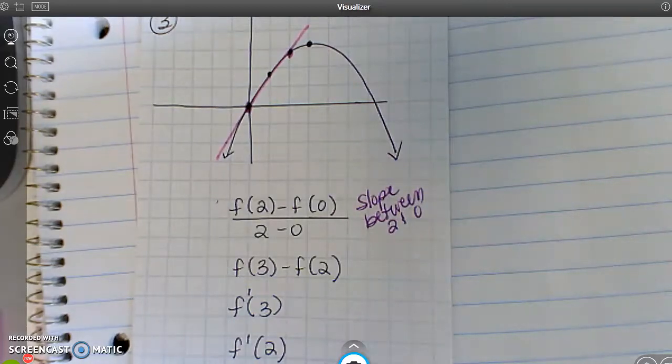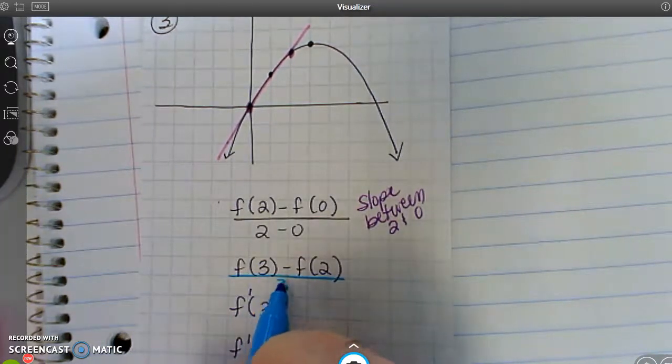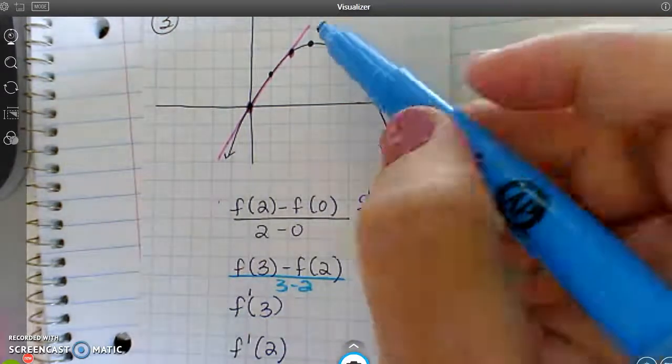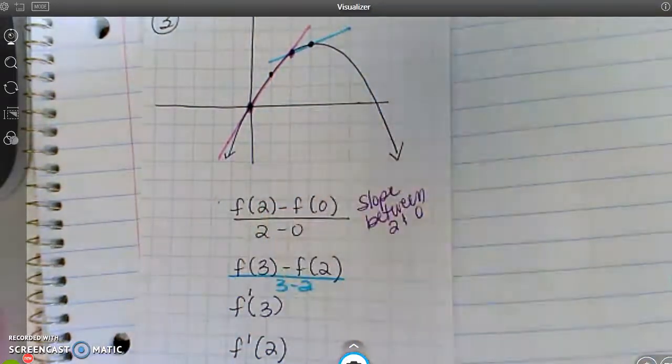Okay, f of 3 minus f of 2 actually represents the slope between 3 and 2, because if I divided that by 3 minus 2, well, that's dividing by 1, so that is also the slope between 3 and 2. So here's 2 and 3, so maybe that would look like the blue one.